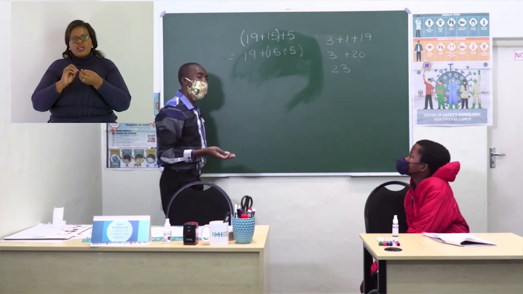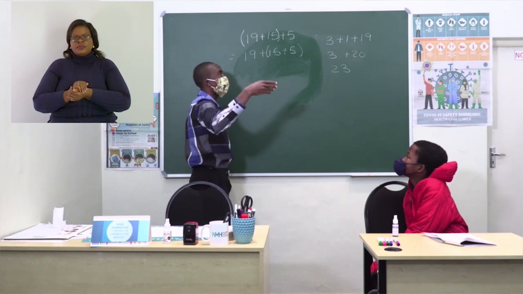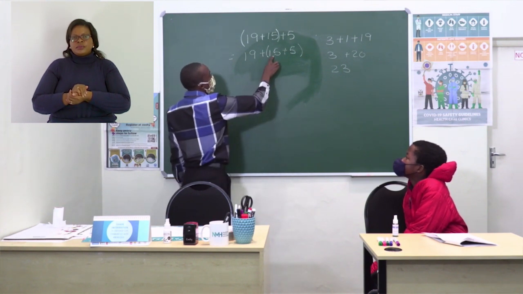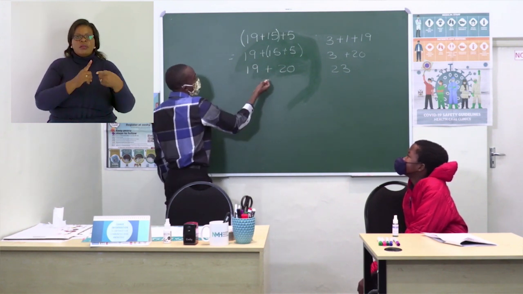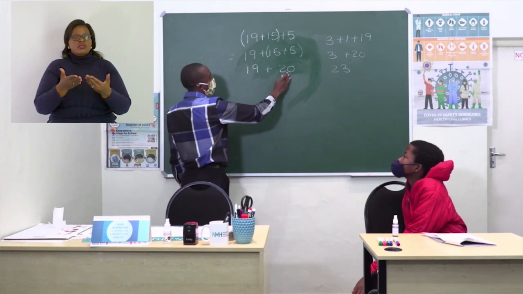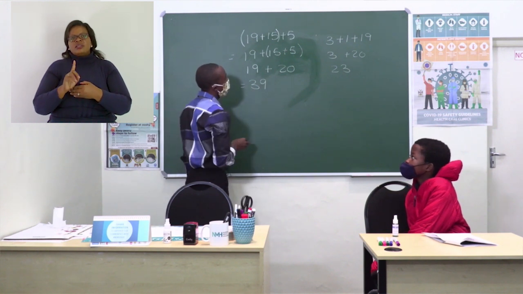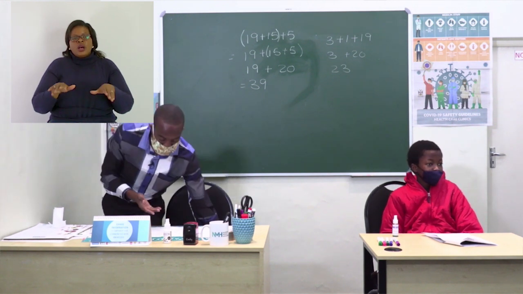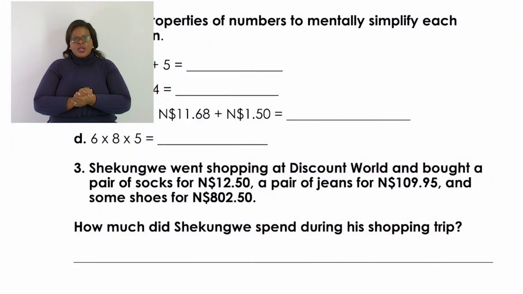Now, what is a decade number? Those are all the numbers which end with a 0: 10, 20, 30, 40, and so on. So 15 plus 5 will give me 20. Now this will make life easy because now I just say 20 plus 19 will give me 39. All right? So there is one way you can use one of the properties to solve A. On your own, I want you to do B, C, and D.